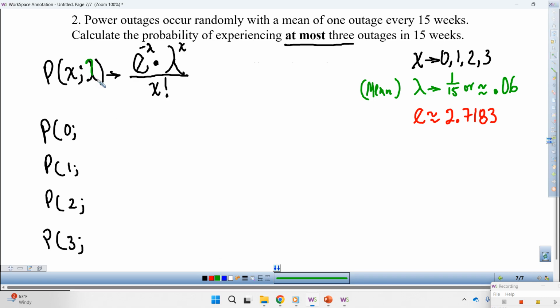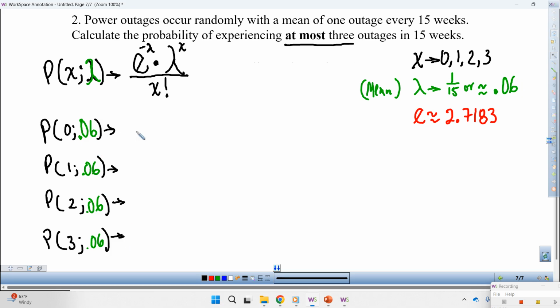Lambda, by now, we know lambda is what? 0.06, 0.06. And then we need to find all those probabilities, and at the end, what do we do with all those probabilities? Add them, yeah. All right, so let's work this one out.